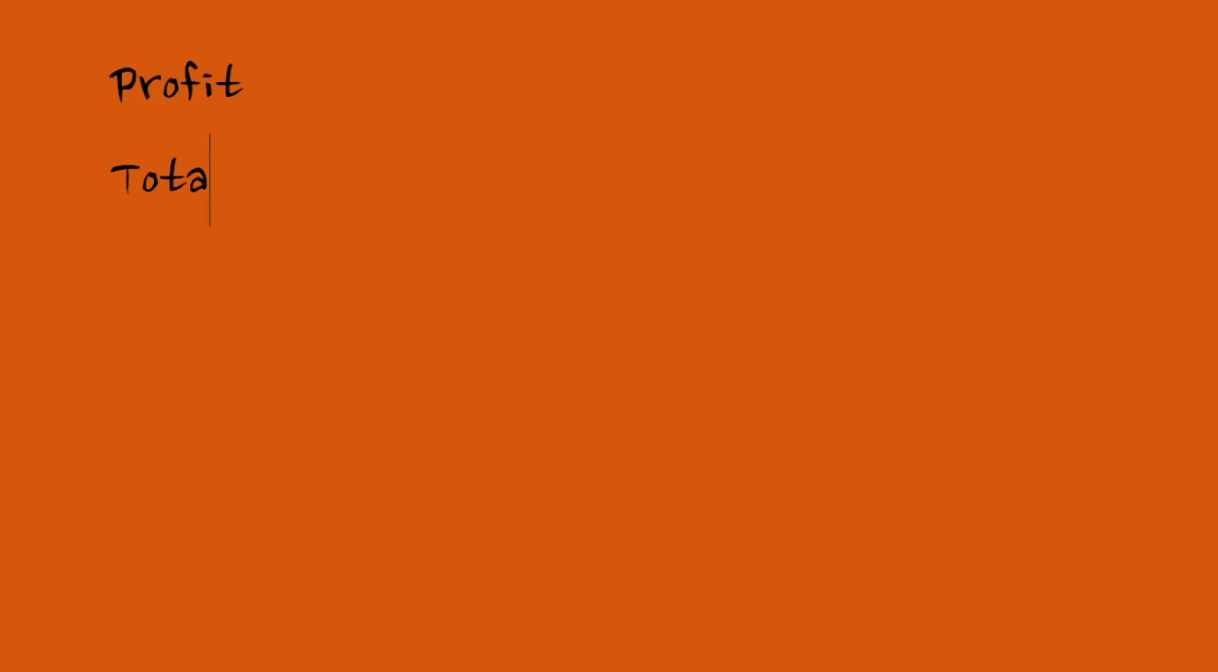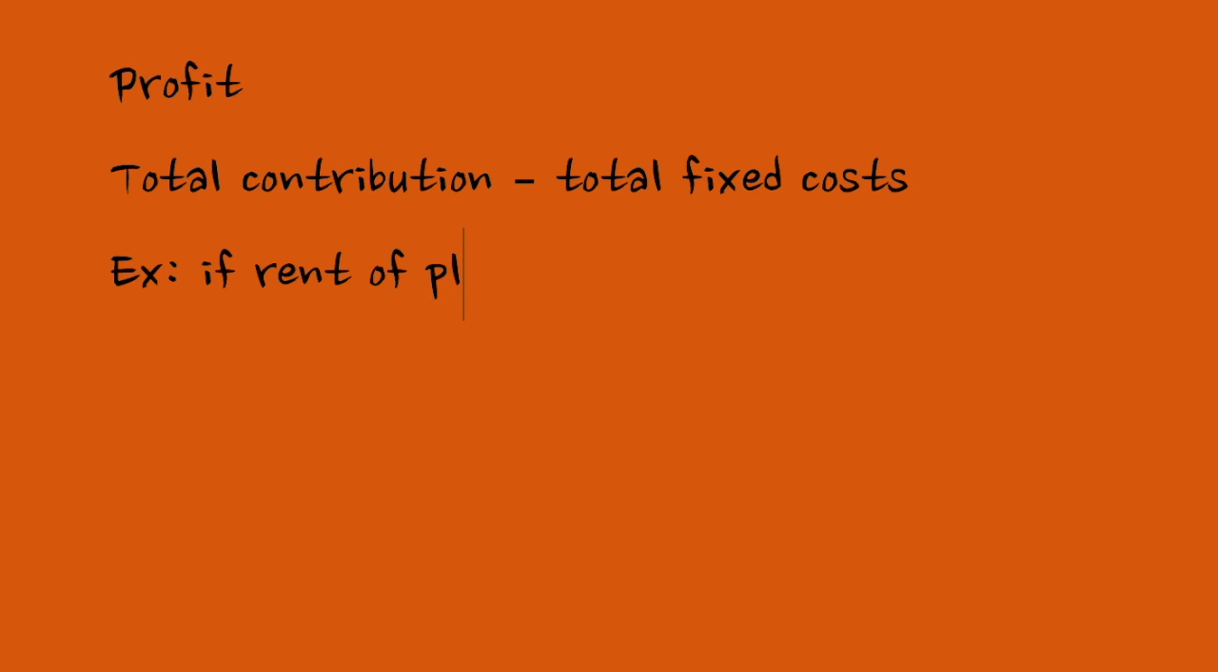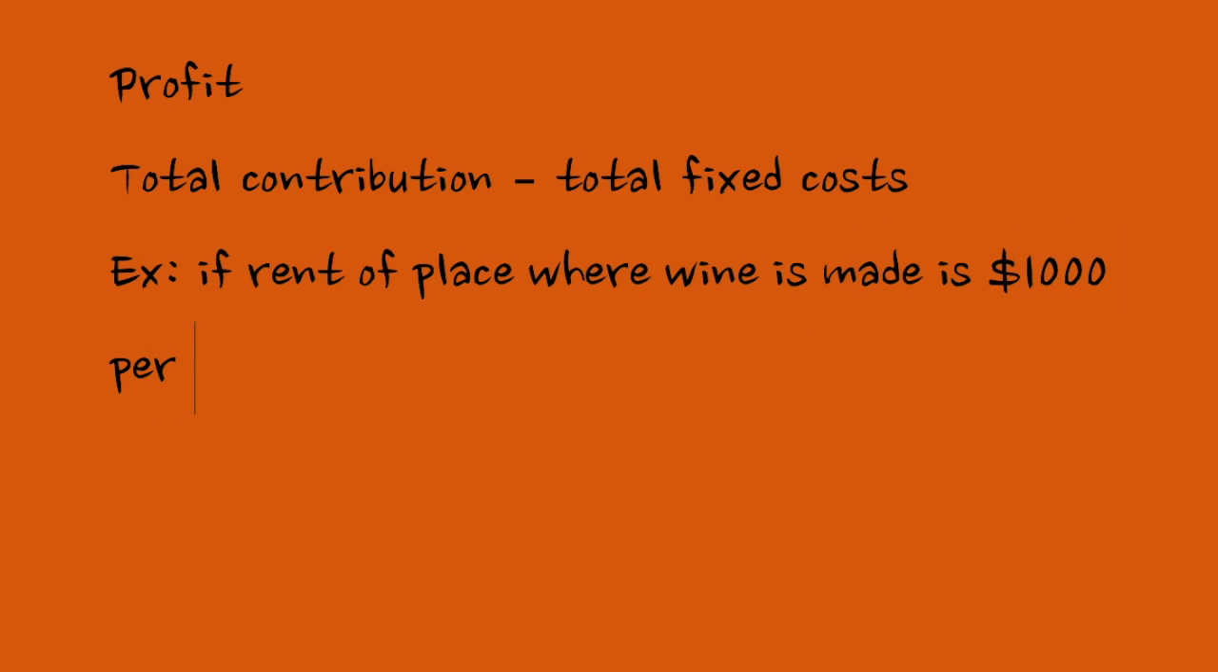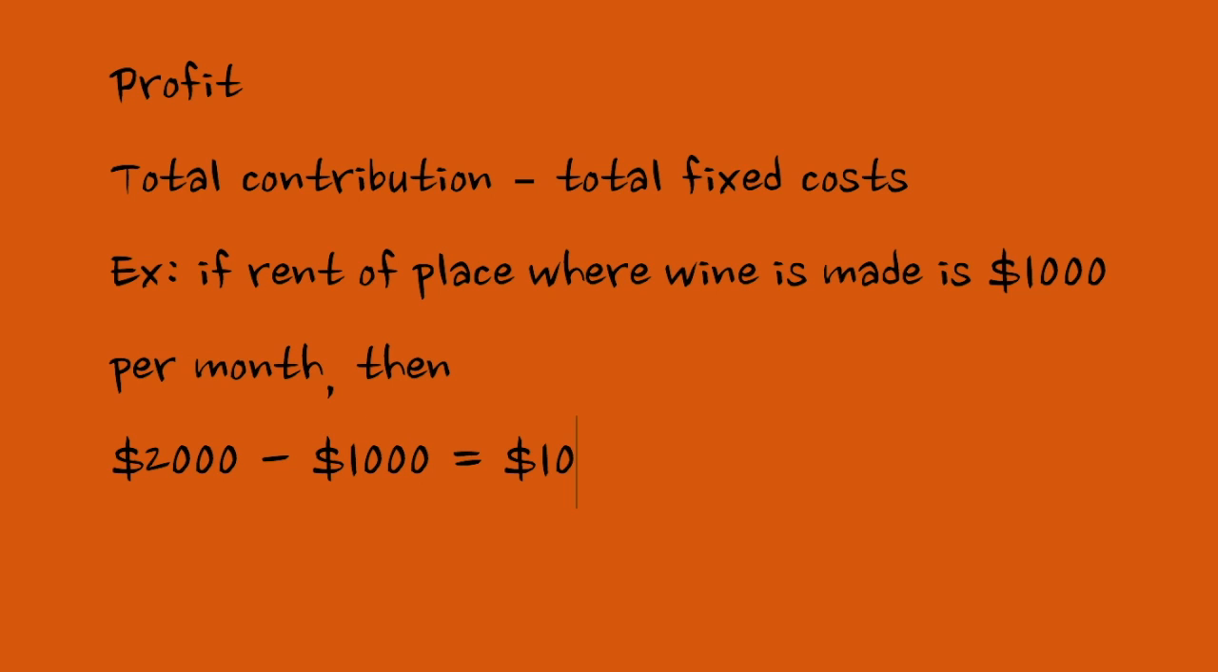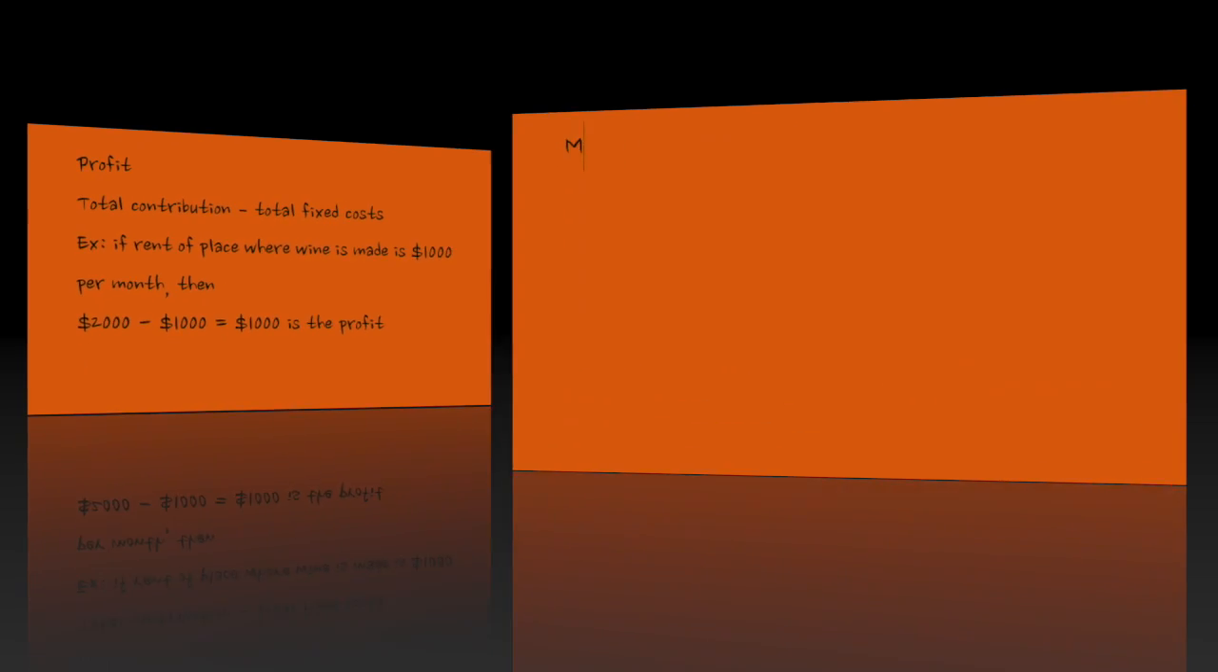Profit can be determined by total contribution minus total fixed costs. For example, if the rent of the place where wine is made is $1,000 per month, then $2,000, which would be the total contribution in that month, minus $1,000, which would be the total fixed cost in that month, would be equal to $1,000, and this would be the profit.